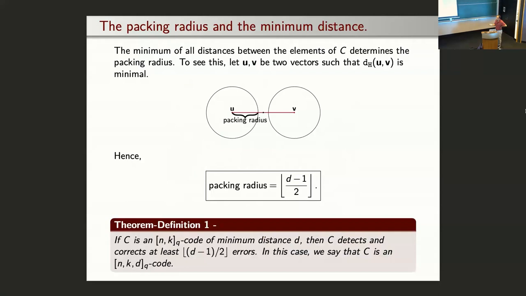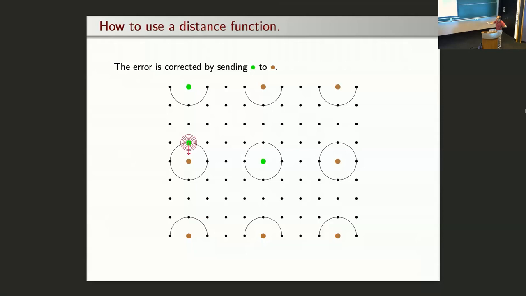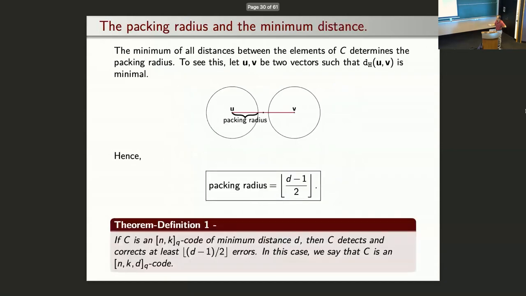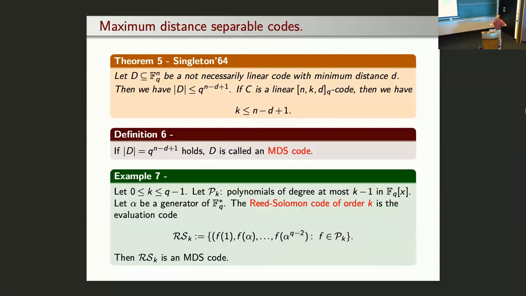All right, so now we can make this theorem definition. If we take a code in an n-dimensional vector space and our code has k dimensions, and let's say the minimum distance of code words in C is d, now C can detect and correct at least floor of (d minus 1) over 2 errors, just like in this example, because if an erroneous message falls into this ball of radius, the packing radius, then we can fix the error by simply sending this wrong code word to the center of the ball. So if the minimum distance is d, then we say that our code is an [n, k, d] code. So these parameters, n, k, d, are related to each other.